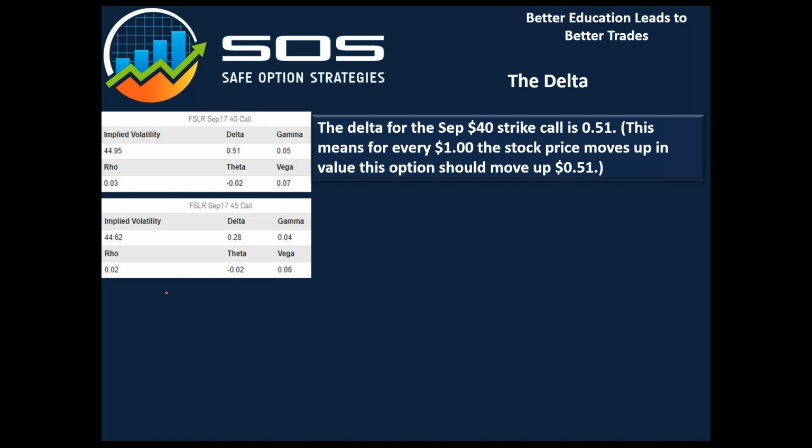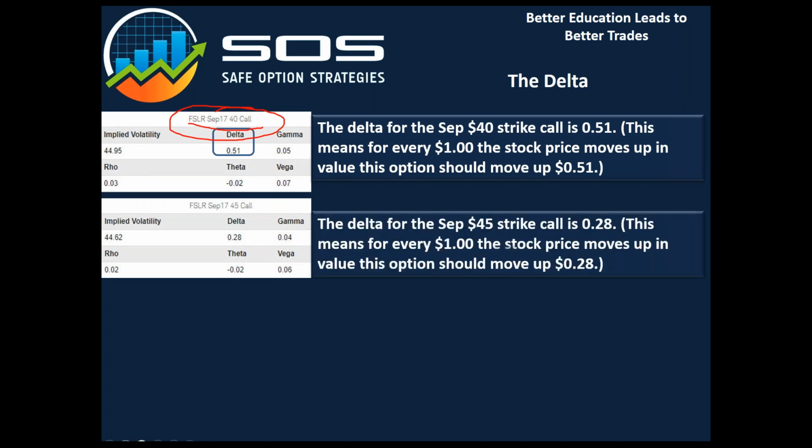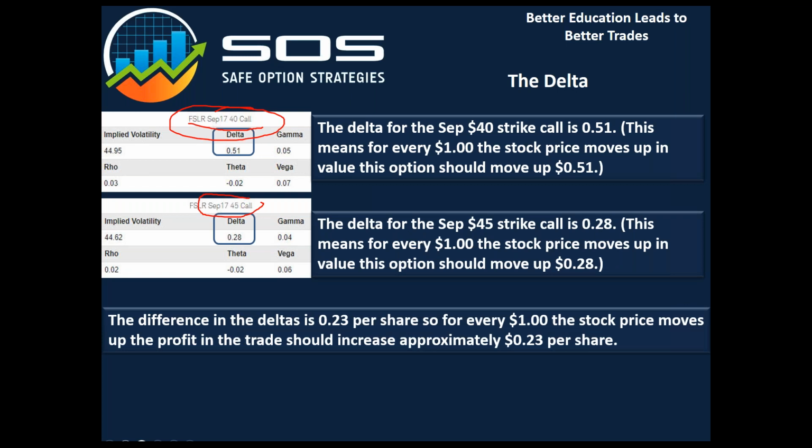The delta for our September 40 strike long call, it's kind of faded there, but you can see it, the delta is 51. That means that for every dollar the stock goes up in value, the 40 strike long call should go up 51 cents. And for every dollar the stock goes up in value, the 45 strike short call should go up about 28 cents. And the difference in the deltas in this case is 23 cents per share.